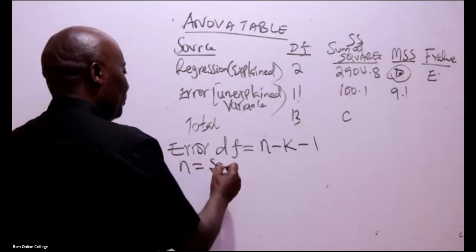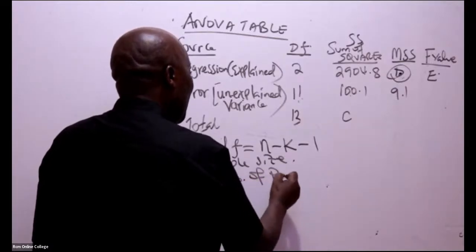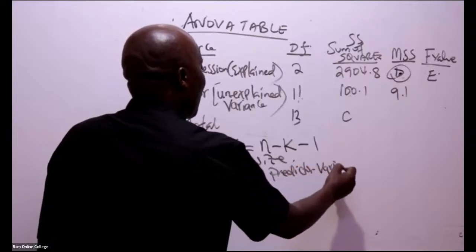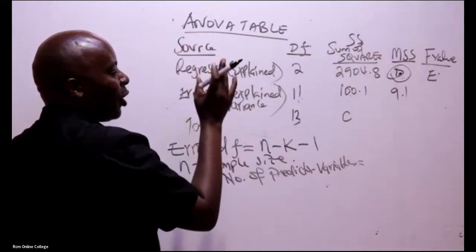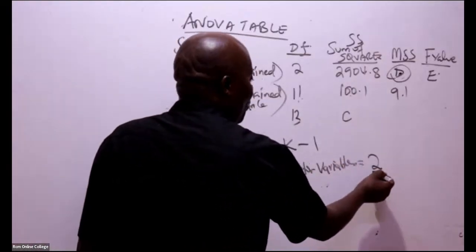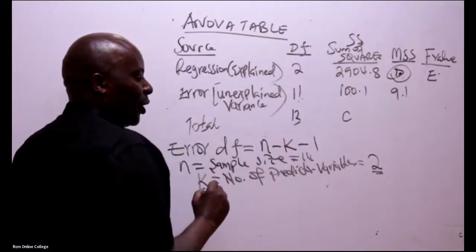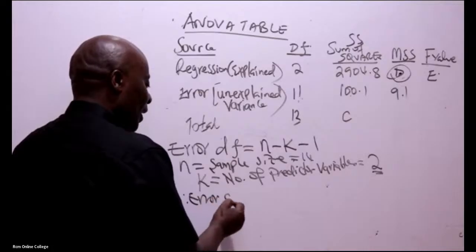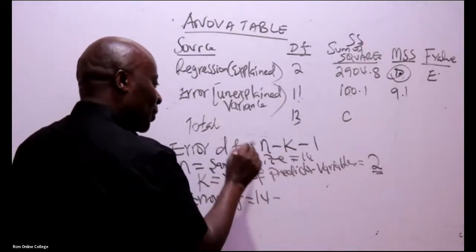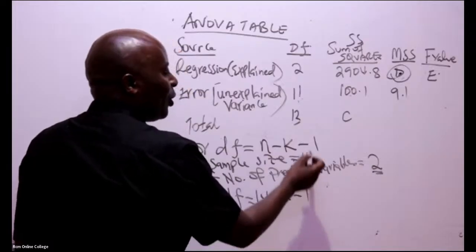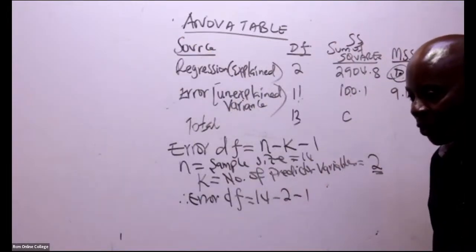N is the sample size. Then we have k, the number of predictor variables. In our case, we had x1 and x2, so the number of predictor or independent variables was 2. And the sample size is 14. So the error df will be 14 minus 2 minus 1. Don't ask me where that one is coming from; it's important to just cram it. So 14 minus 2 minus 1 will give us what here?